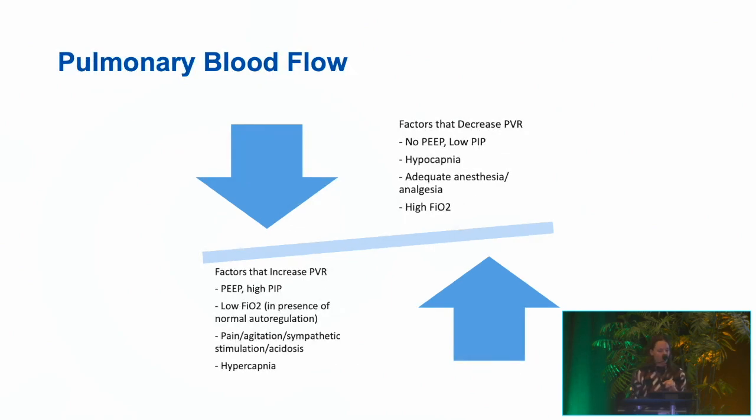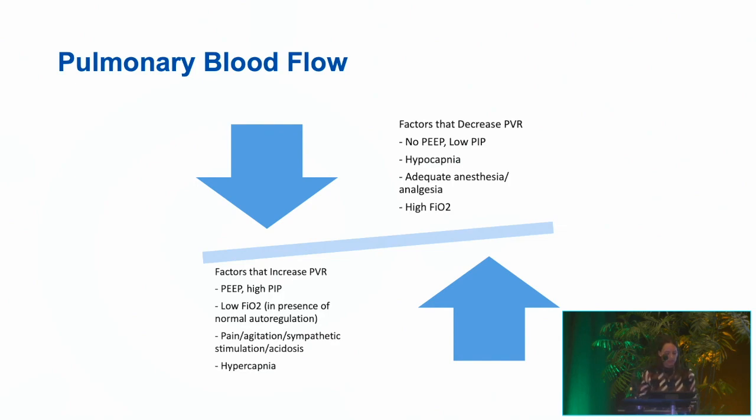Same with pulmonary blood flow. This is what we in anesthesia really play with in these congenital heart kids. So I really try and avoid PEEP if I can, or anything above the normal of 5 of PEEP. They just don't tolerate it. Hypocapnia will decrease PVR. Adequate anesthesia promotes blood flow to the pulmonary circuit, as does high FiO2. So I can really affect how these patients receive pulmonary blood flow.